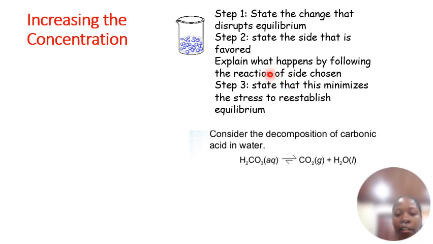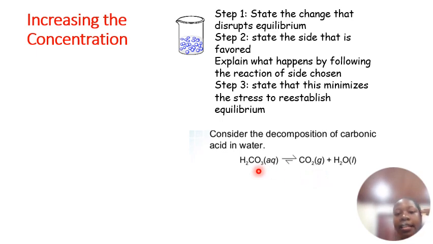So right now, this is the forward reaction. So what is happening in the forward reaction? Carbonic acid is being broken down to give you carbon dioxide and water. All you have to do is just look, follow the reaction, and see what's happening. That's it. In the backward reaction, you have water and carbon dioxide being broken down to give you carbonic acid. So that is what I mean by explaining what happens by following the reaction of the side chosen.